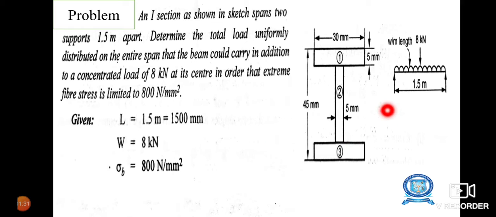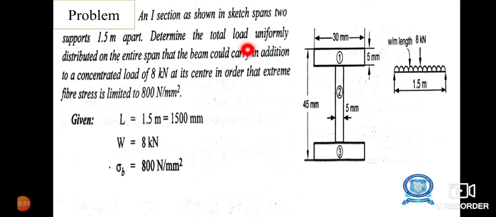So the section showing the diagram, that is the I section diagram. The load will be on a simply supported beam, and the UD load will be applied. So the diagram is given. Once again I will read the problem. An I section as shown in the sketch spans two supports 1.5 meter apart. That is a simply supported beam.